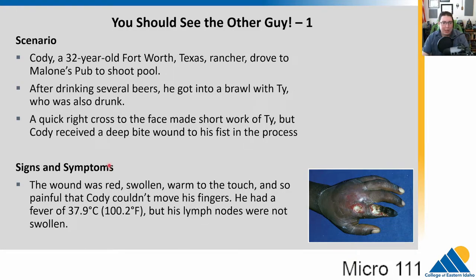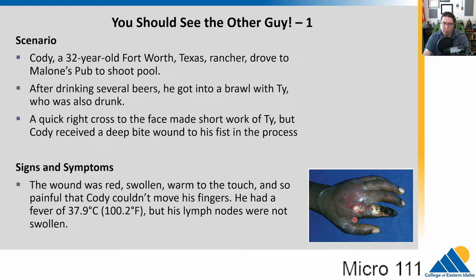And so he socks his buddy in the face, and that makes short work of Ty, but in the process, he gets a wound on his hand, and this wound is a bite wound. So sometimes when people punch other people in the face, they hit their teeth. That probably hurts for the person who got socked in the teeth, but it also can cause wounds that break the skin on the hands. So in a couple of days, his hand starts to swell up. So you can see where the skin was broken.